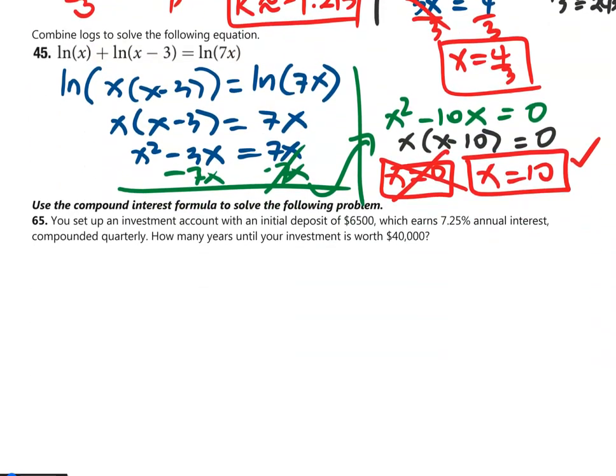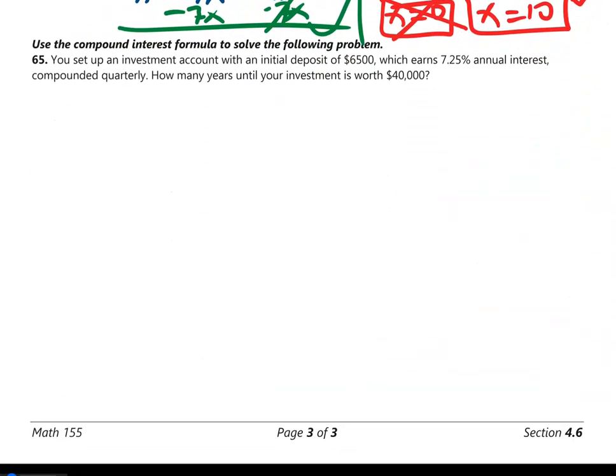Okay? Alright, and the very last problem. Use the compound interest formula to solve the following equation. You set up an investment account with an initial deposit of $6,500, which earns 7.25% annual interest compounded quarterly. How many years until your investment is worth $40,000? How many years? So we want that time t.